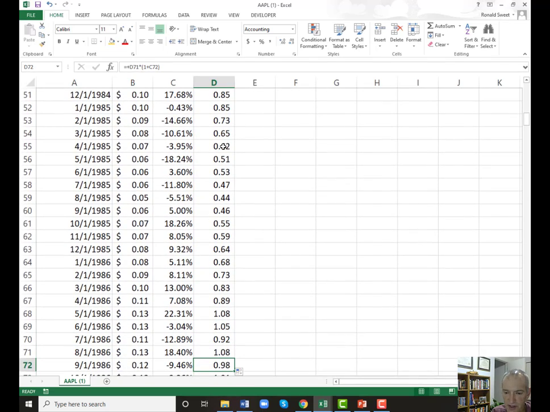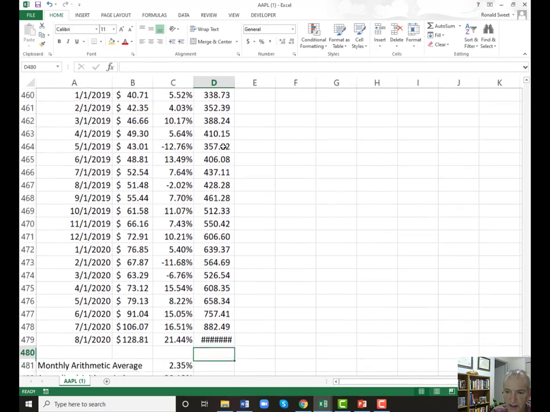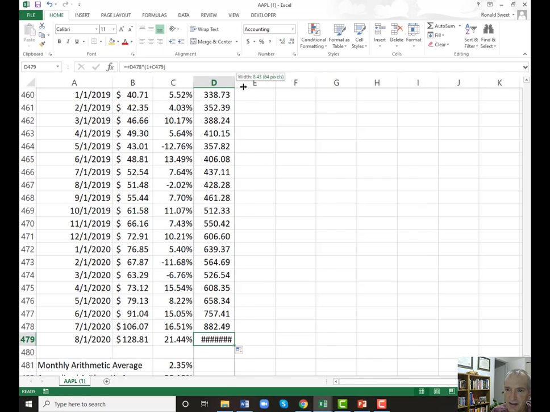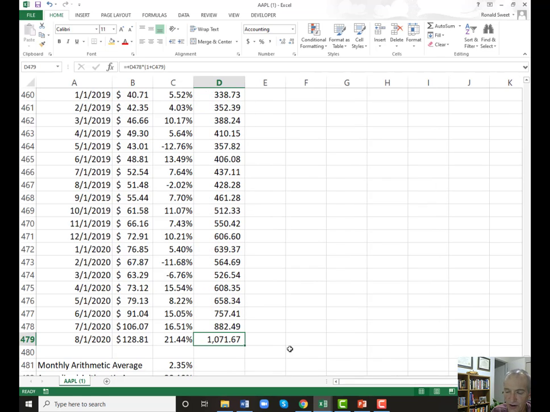But let's go to the very, very end, control down. At the very, very end, that $1 would be worth $1,071.67. If you put $1 into Apple in 1980, that $1 would be worth over $1,000 today. That's pretty incredible.